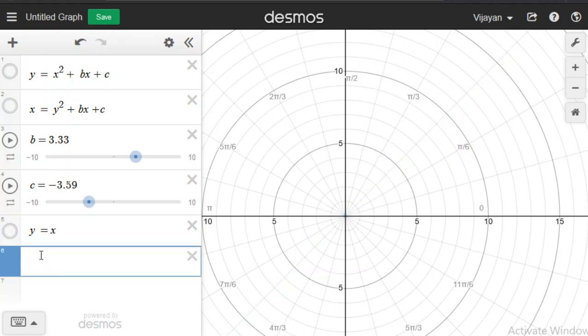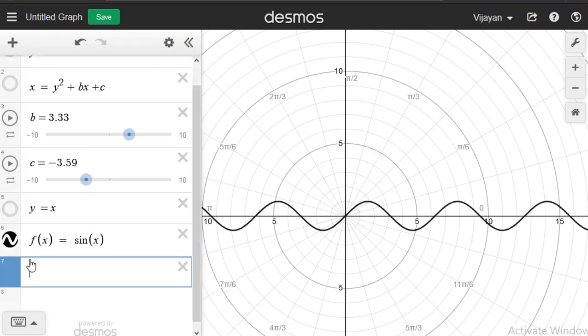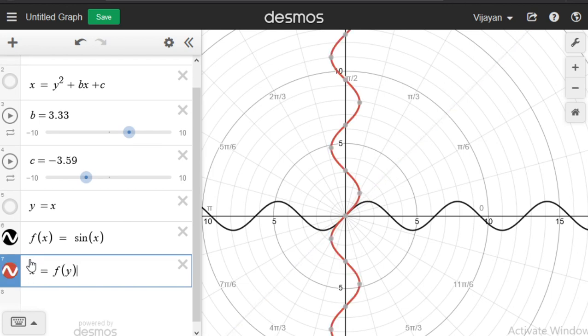The same can be done with, say, f of x is equal to sine x. This is the sine function, and x is equal to f of y. If I write x is equal to f of y, you see how the orientation changes. That is, if we replace x with y, the graph also changes its orientation. The axis of the graph changes. Now we will plot some simple expressions in DESMOS.